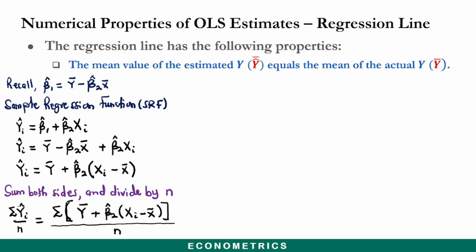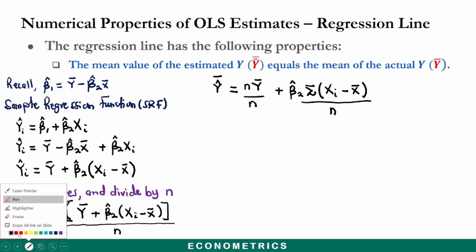So on the left-hand side, the sum of yi hat divided by the sample size will give us y hat bar, which is the mean of the estimated Y, and that equals, now we distribute the sigma notation through the terms in the bracket. So the sum of y bar, notice that y bar is a constant term, so the sum of y bar is simply n multiplied by y bar, and this will be divided by the sample size down here, then plus, we also have beta 2 hat, which happens to be a constant, so that will also go out like this, and then we will have the sum of the term in the bracket, which is xi minus x bar, and this is also divided by n.